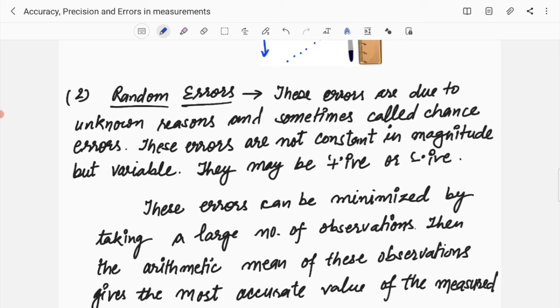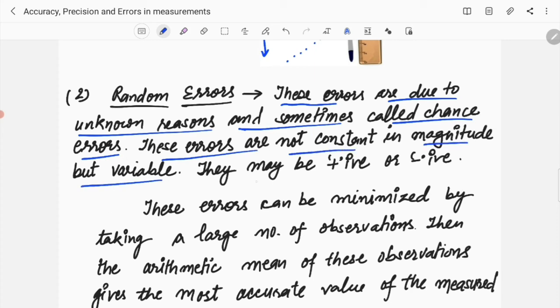Random errors occur in your measurements. These errors are due to unknown reasons or sometimes called chance errors. These errors are not constant in magnitude but variable. They may be positive or negative. That's why these are known as random errors, because these are chance errors. Now it is there, after some time it will not be there; now it is a bit more, after some time it will become less. This type of thing happens. We can't find out the exact reason behind that. So that's why we can say they may be positive, they may be negative, or sometimes may be zero, that is, no error comes at all.